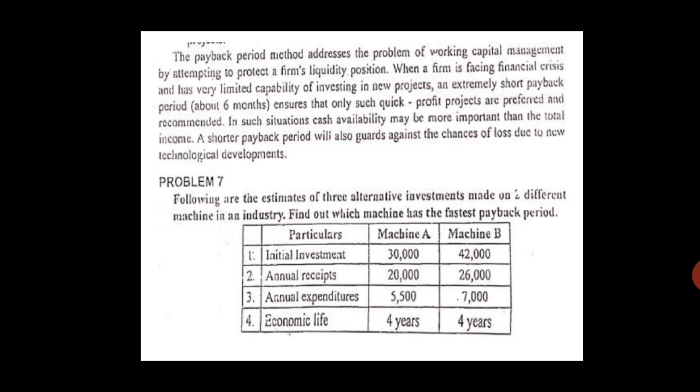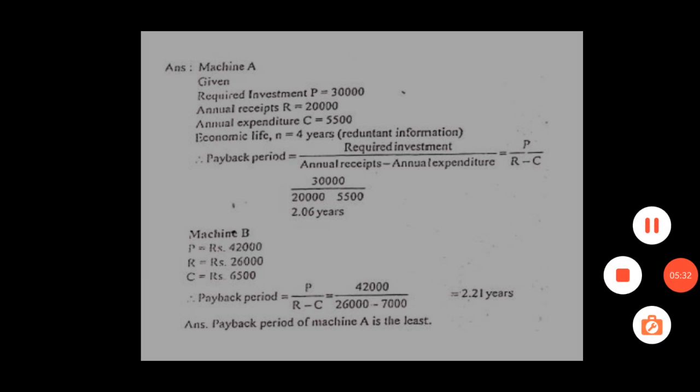A shorter payback period will also guard against the chances of loss due to new technological developments. So there is always technological obsolescence also. Let us take the taxi only. You buy a taxi now, so maybe after 5 years you will get electric taxis at this same rate. So if you get the payback within 5 years, it is better, so that next you can invest in the new technologies. Okay, this was about the payback period method.